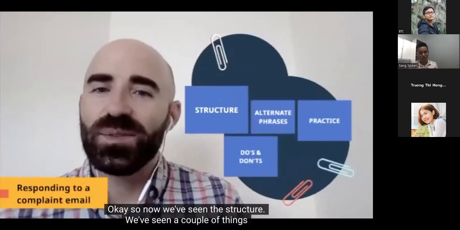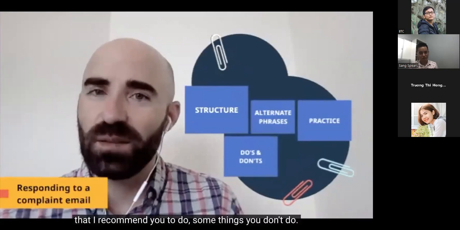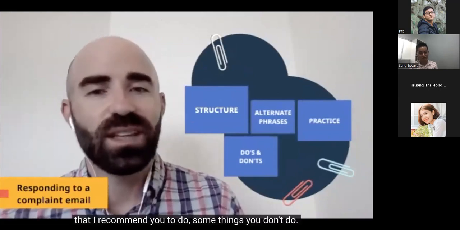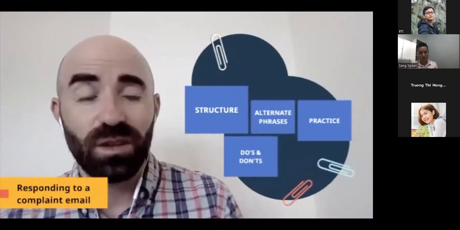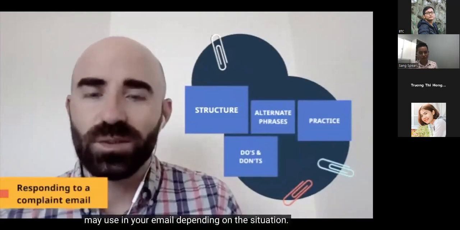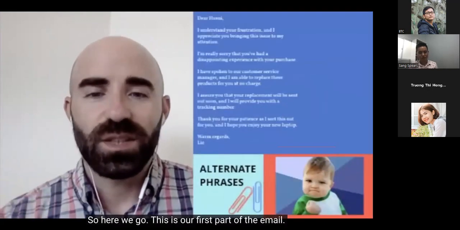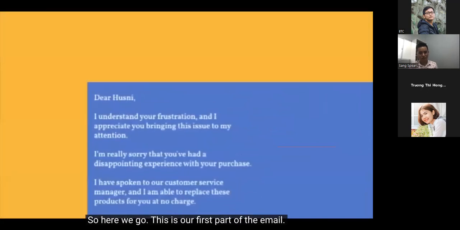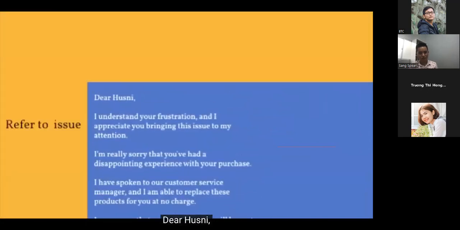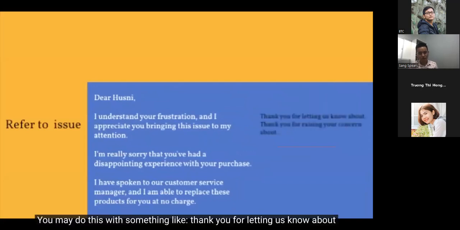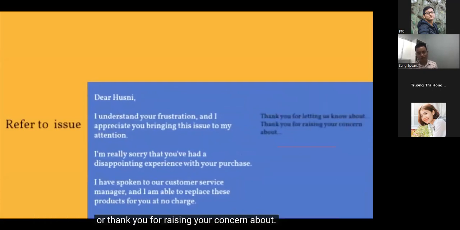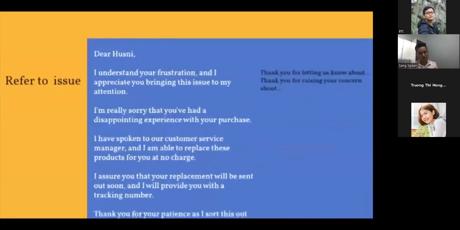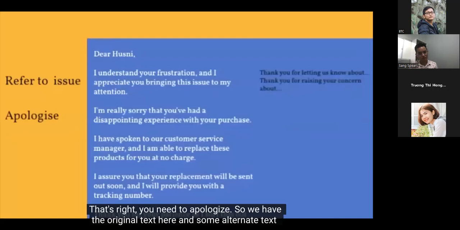Okay, so now we've seen the structure, we've seen a couple of things that I recommend you do, some things you don't do. Let's look at some different types of language that you may use in your email, depending on the situation. So here we go. This is our first part of the email. Dear Husni. Now, we need to refer to the issue. You may do this with something like, thank you for letting us know about, or thank you for raising your concern about. Next, what do you need to do? That's right, you need to apologize.